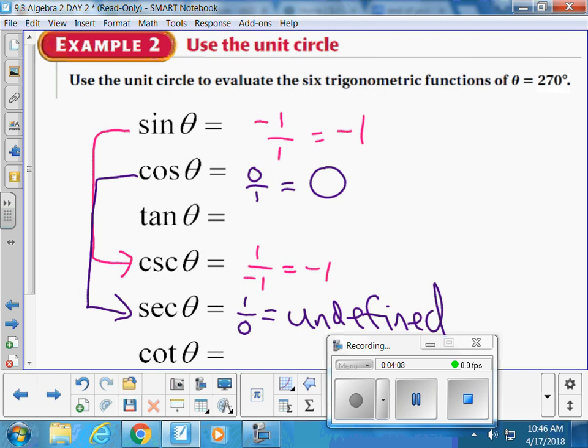And now let's do tangent. Tangent, just a refresher, is y over x. So what's the y value at 270? What's the x value? Are you allowed to do that? No way. So that's undefined.